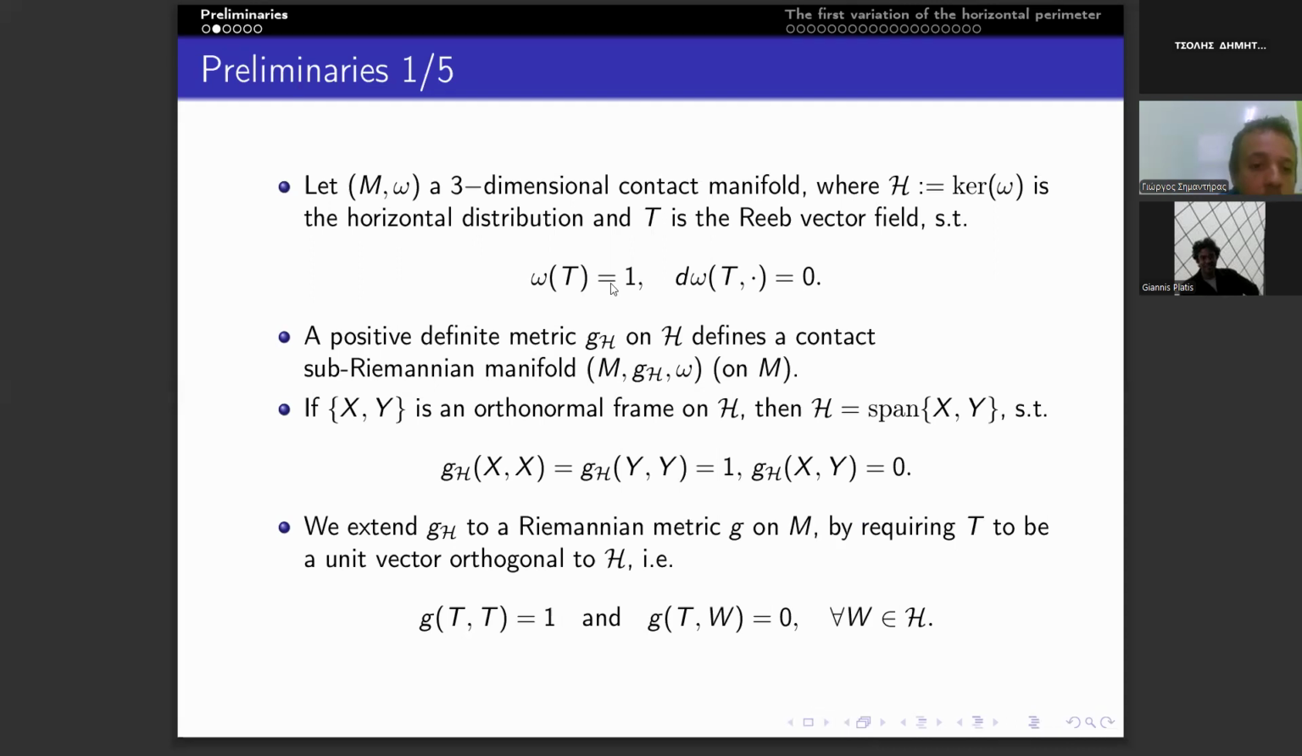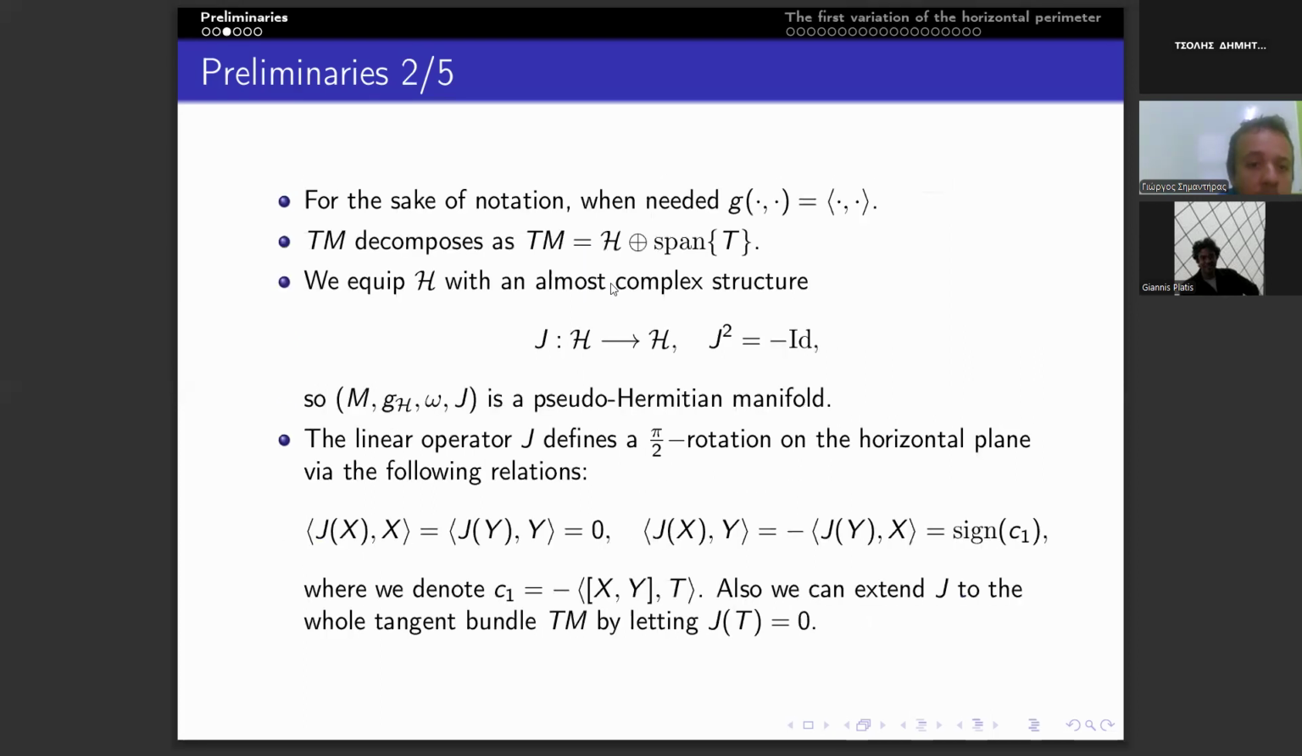And if we have X and Y, an orthonormal frame on H, then the norms of X and Y are equal to 1, and the two vectors are orthogonal. We can extend g_H to a Riemannian metric g on M by requiring T to be a unit vector orthogonal to H. So this means that the norm of T is 1, and T is orthogonal to the horizontal directions. Then we have the decomposition of the tangent bundle into the horizontal part and the transverse directions.